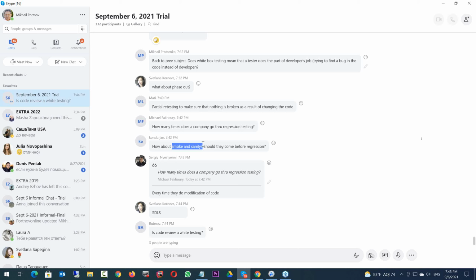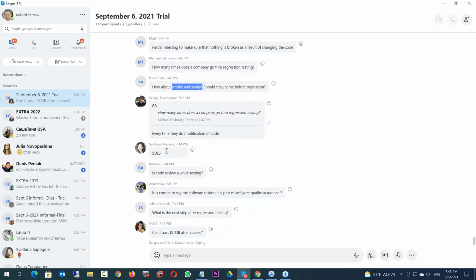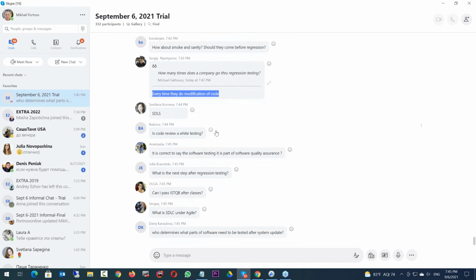In some companies they call it smoke, in some companies they call it sanity check, but that is slang, because smoke and sanity are slang. Regression is a technical term which you find in books. Is it every time they do modification of code? No, they might make 300 modifications of the code and then create a new build. So one build might integrate multiple modifications of the code. So it doesn't have to be for each and every modification.